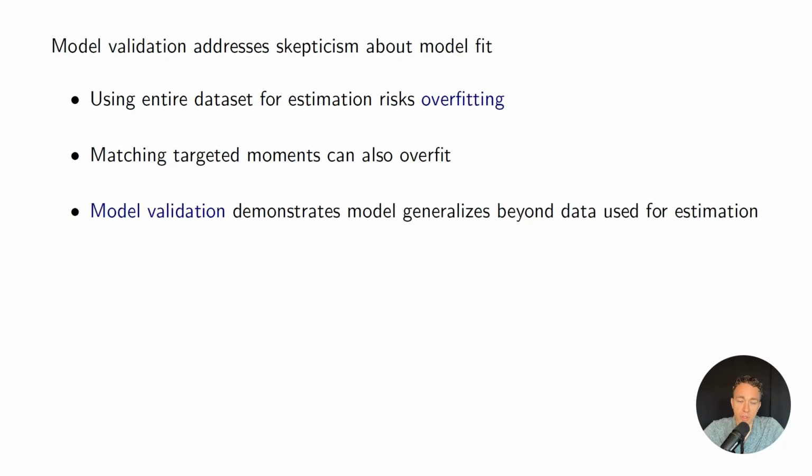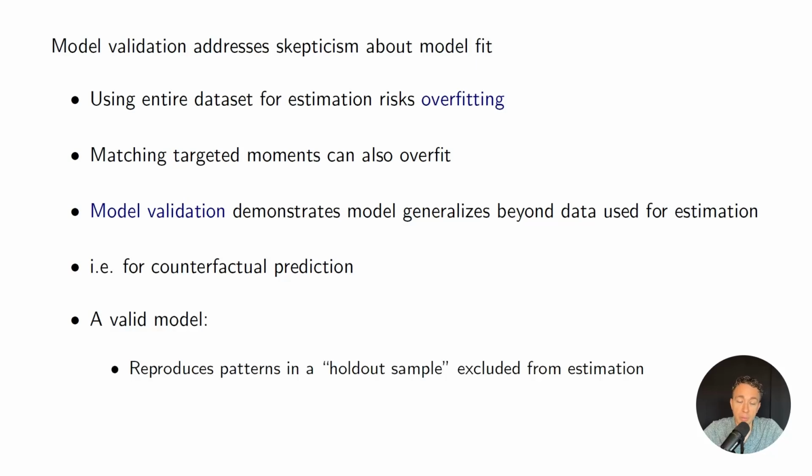And so the whole idea with model validation is that we want the model to be generalizable to other contexts than just the one that it was estimated in. And this is particularly important because we're making some assumptions to produce counterfactuals. And one of those assumptions is that the parameters are going to be invariant in the new environment that we simulate.